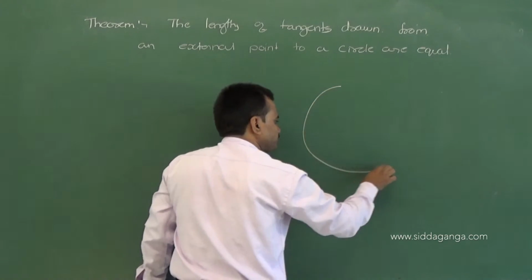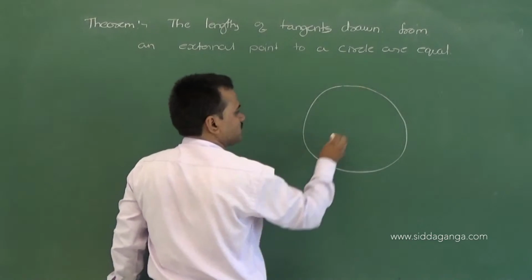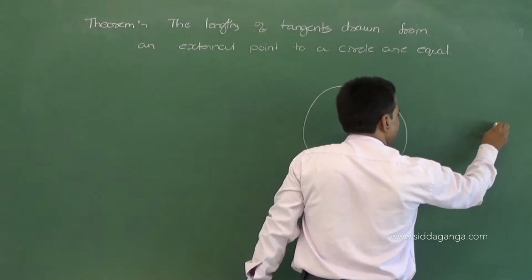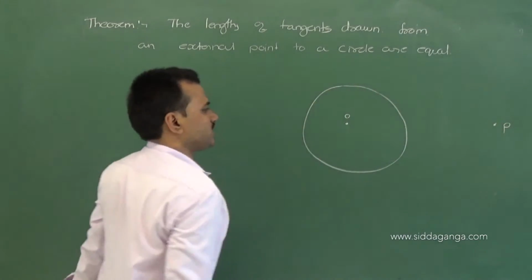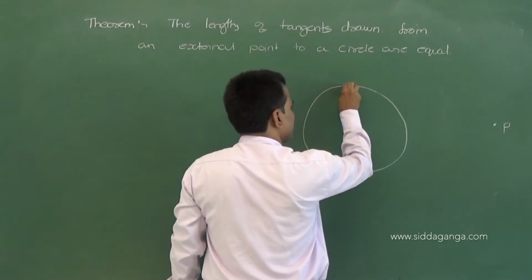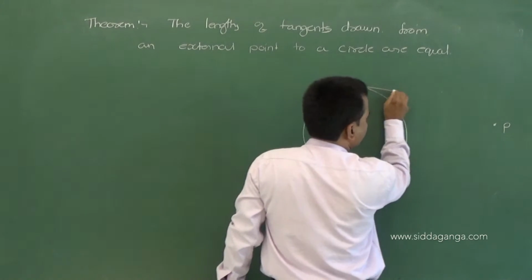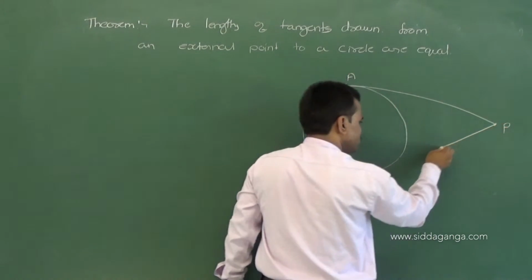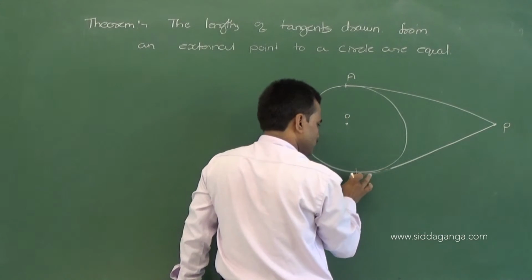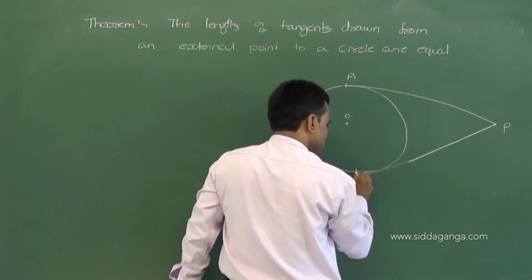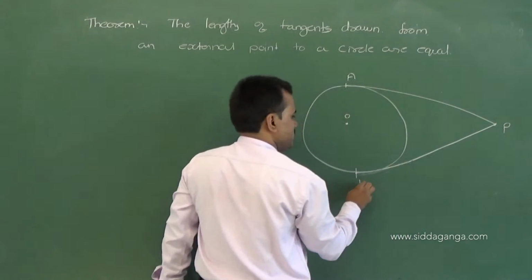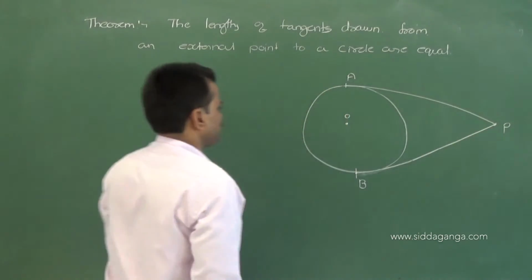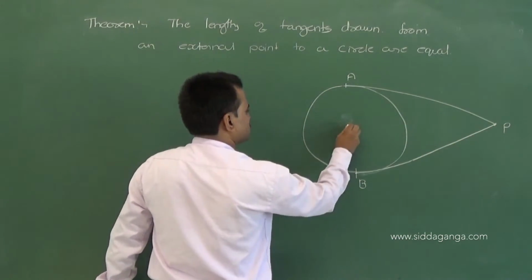Observe here. What is given? A circle with center O. Let P be a point lying outside the circle. PA, PB are the two tangents drawn from the point P. This is the center.